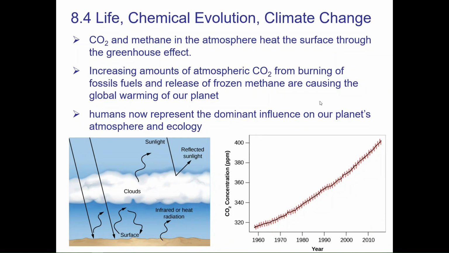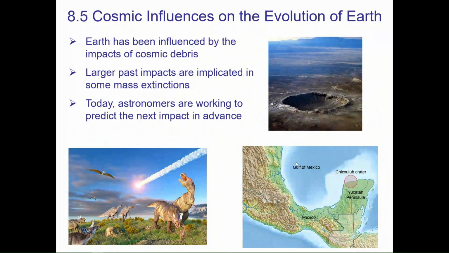You can see, at least from this perspective, human activities can also dramatically influence climate change. Now, humans represent a dominant influence on our planet's atmosphere and ecology. You know that a lot of extinctions of animals or creatures can be linked to human activity. And we talked about the climate evolution already, and the chemical and life evolution.